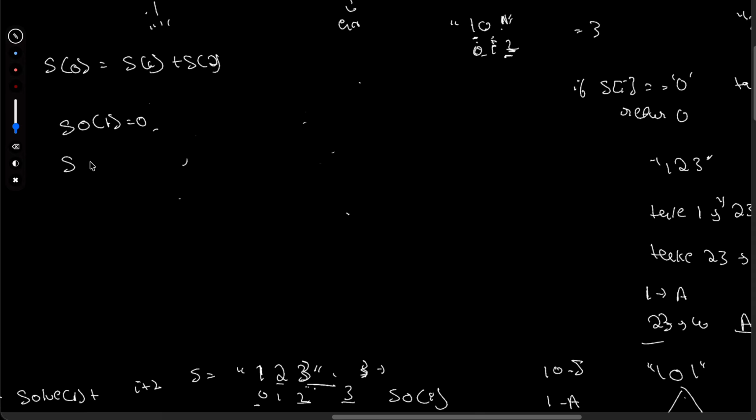So solve of 2 is equal to solve of 3. Now index 3 is out of bound, so index is equal to length, which means we successfully decoded the whole string, just return 1. So solve of 2 is 1. Now we had solve of 0 as solve of 1 plus solve of 2, so solve of 1 is 0 and solve of 2 is 1, so 0 plus 1 is 1, so the final answer is 1.